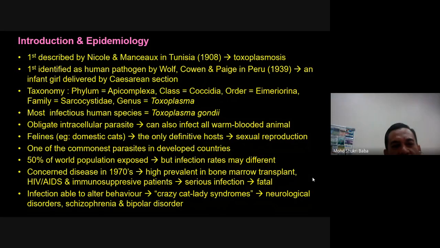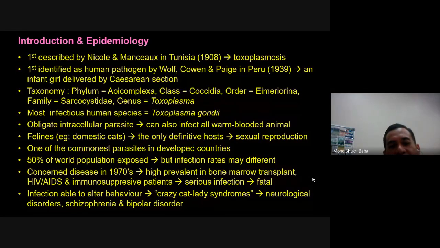Okay, toxoplasmosis become a very concerned disease because it leads to the high prevalence in bone marrow transplant, also in HIV and AIDS, and as well as in immunosuppressive patient. So it can lead to the serious infection and also fatal ataupun death. Infection able to alter the behavior and lead to the syndrome we call as crazy cat lady syndrome. Syndrome wanita cat crazy. Tak tahulah apa orang kata.